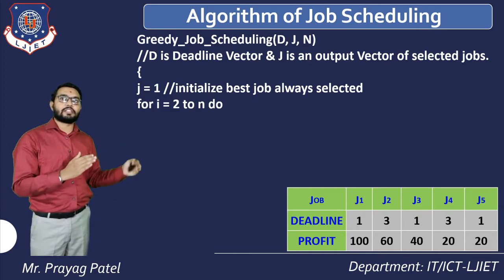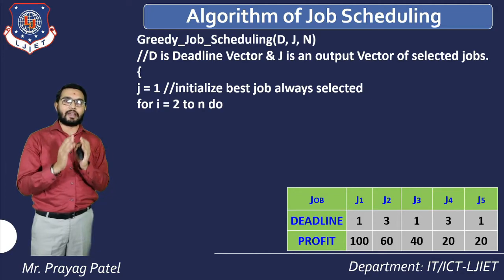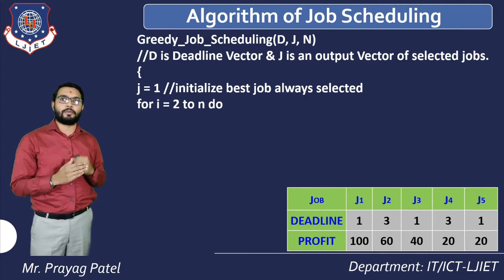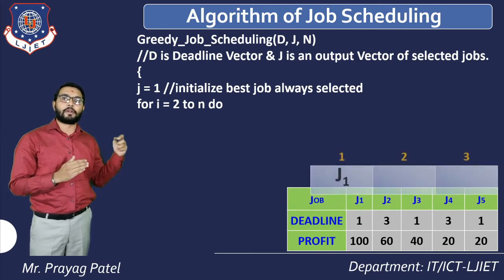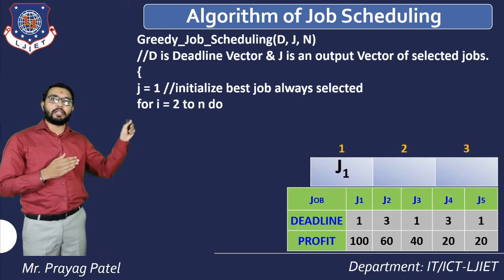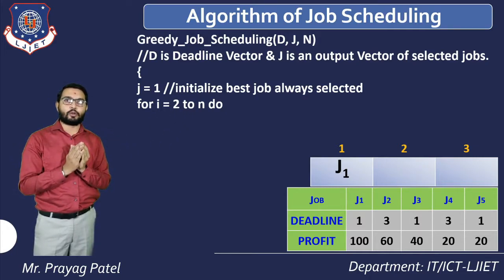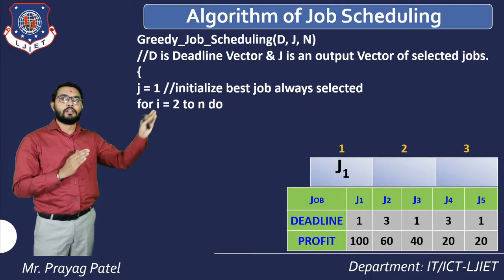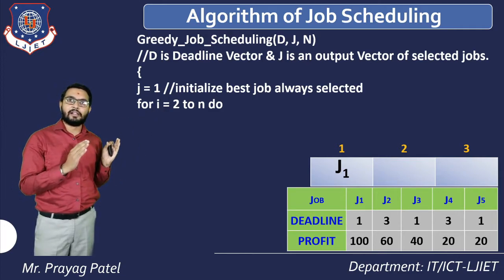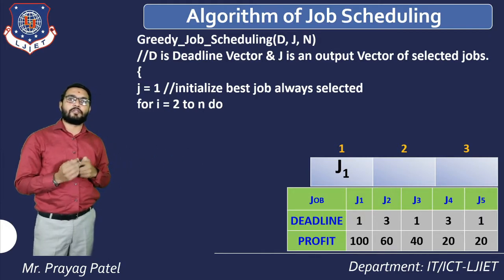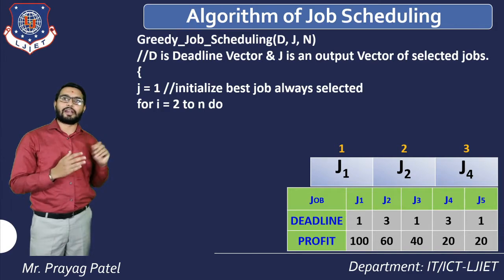Now for the next jobs, from job number 2 to job number n, here consider n as the number of jobs. So from job number 2 to job number n, we perform the operation. For example, consider the 1, 2, 3 locations as the deadline, because the maximum deadline equals 3. So consider 1, 2, 3 as our slots. Now this part is considered as J. First we put J1, for example, next put J2, then next put J4, like this.